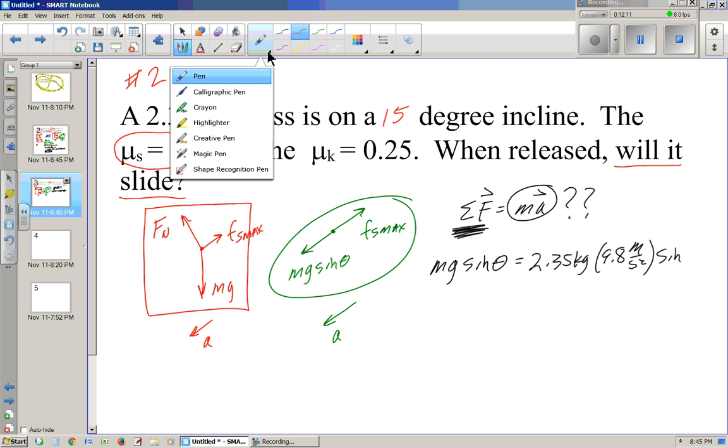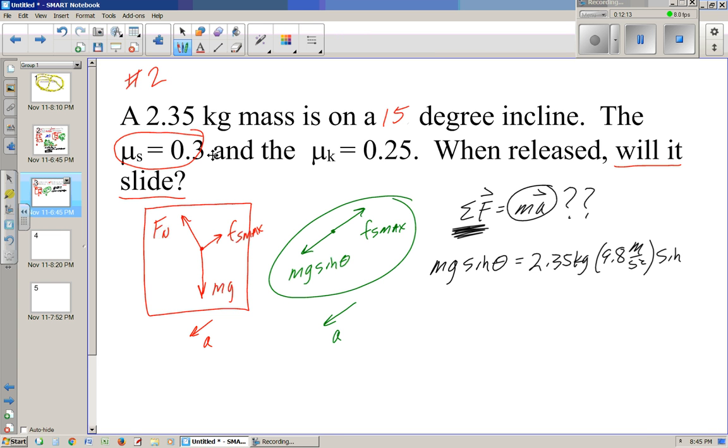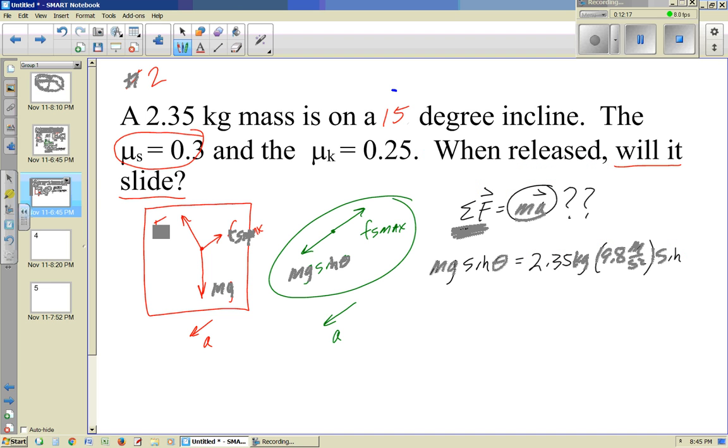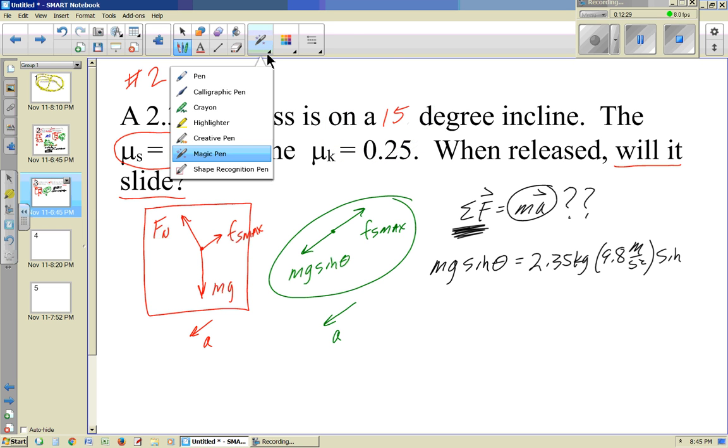So that is, we'll use the magic pen here to point that out. Whoa, that's not what I wanted to do. Let's use the magic pen to mark that out. And of course the magic pen disappears. Okay, let's go back to regular.